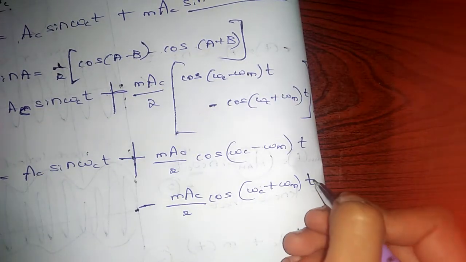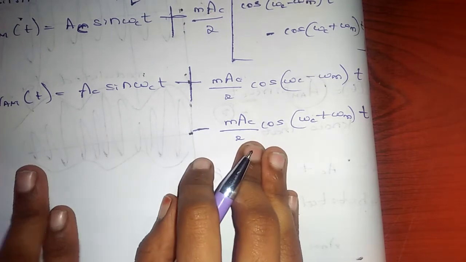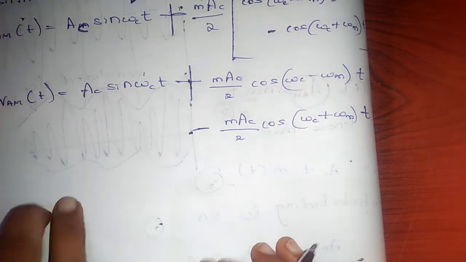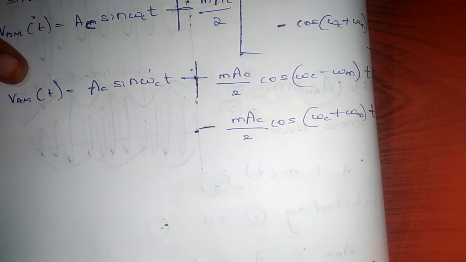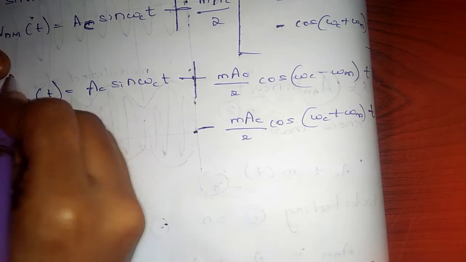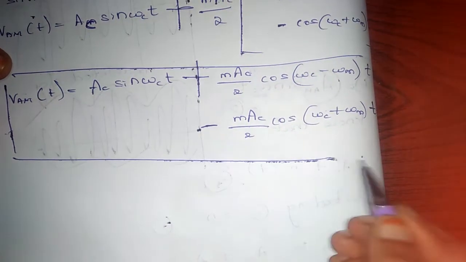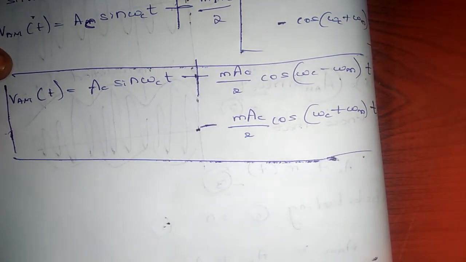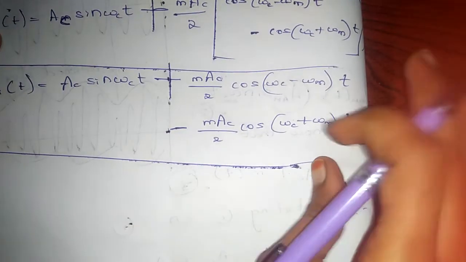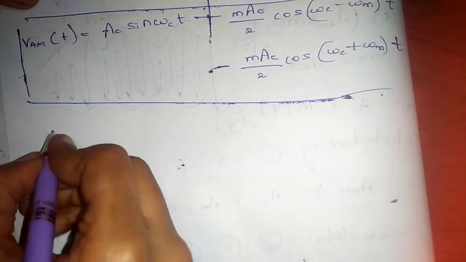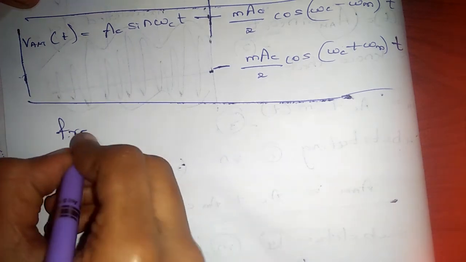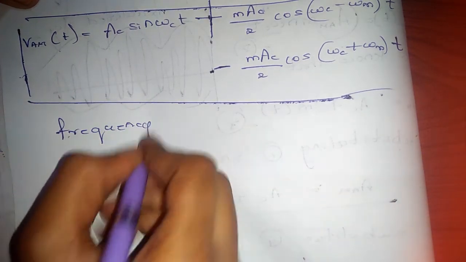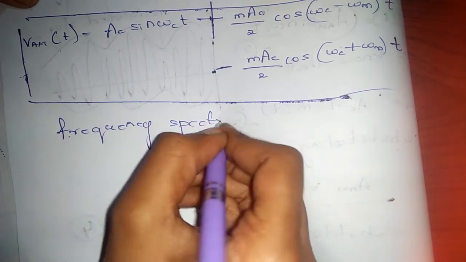This is t. Okay. Now, let me tell you another simple concept, that is nothing but the frequency spectrum. So, this is our final time domain equation for the amplitude modulation. Now, frequency spectrum. How can we draw the frequency spectrum for this?